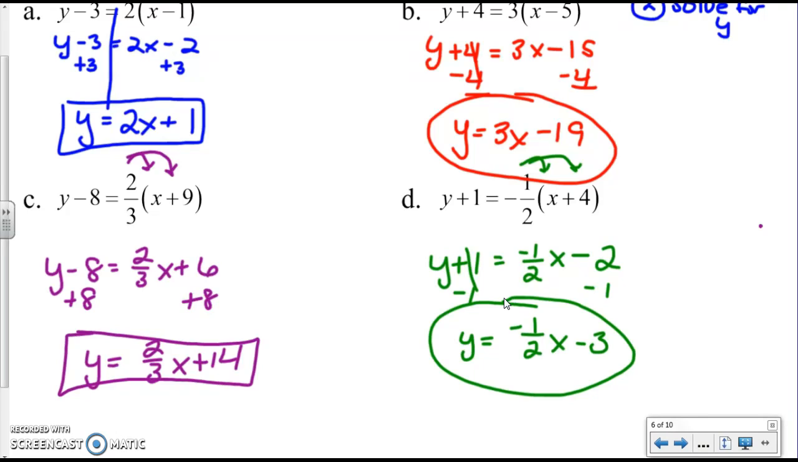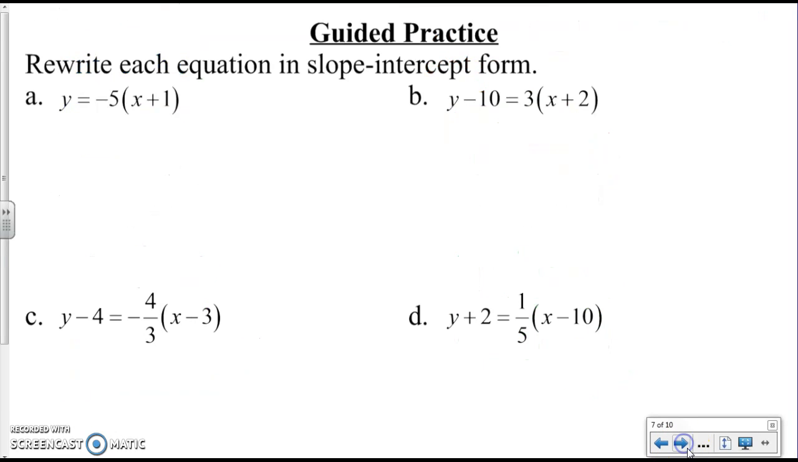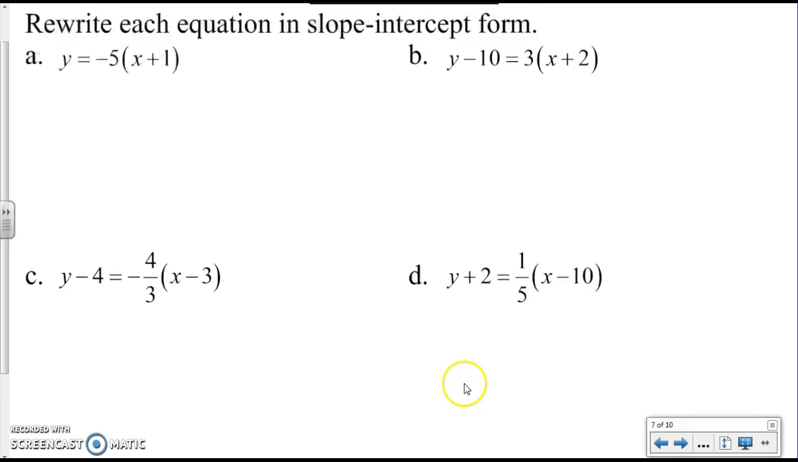Second target. Taking that point slope form that we got in the first type of problem that we did, change it to slope-intercept form. Go ahead and try these 4 guided practice problems. Have them checked, and once they are checked and good, you can go on to the next or the last set of examples.